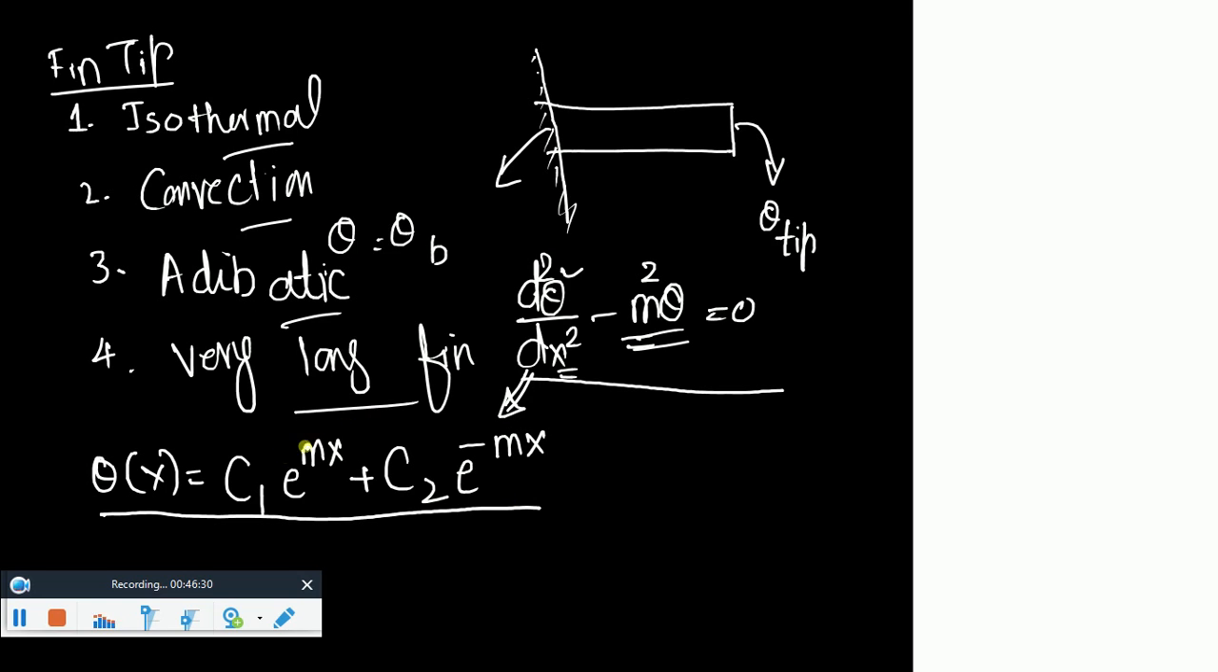Now the point is, how many unknown coefficients are there? C1 and C2, and how many boundary conditions are there? Obviously two. At the fin base, you know what the boundary condition is, it is the temperature always, and remember, you need to describe the boundary condition in terms of theta, not in terms of T now, remember that. It means you need to take the difference between the temperature and T infinity. So this is the condition.